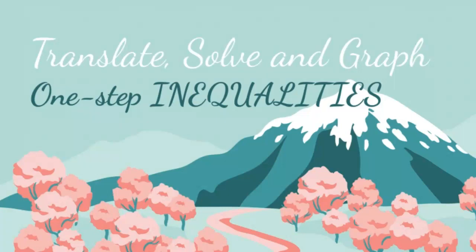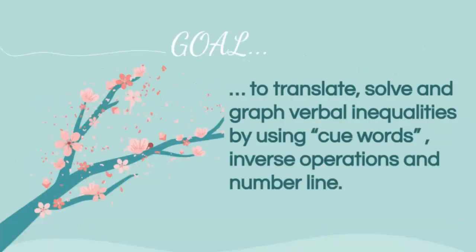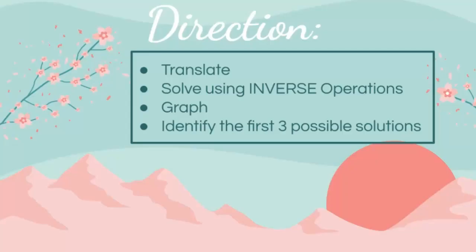So we're gonna try to translate, solve, and graph one-step inequalities today. Our goal is to translate, solve, and graph inequalities using keywords, observation, and number line. Our direction is you translate first, then you solve using inverse operation, and then you graph and identify the solution.